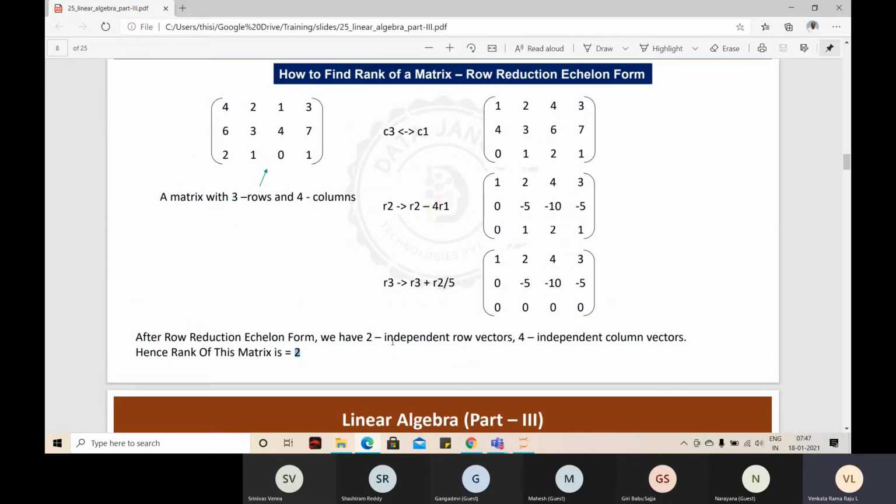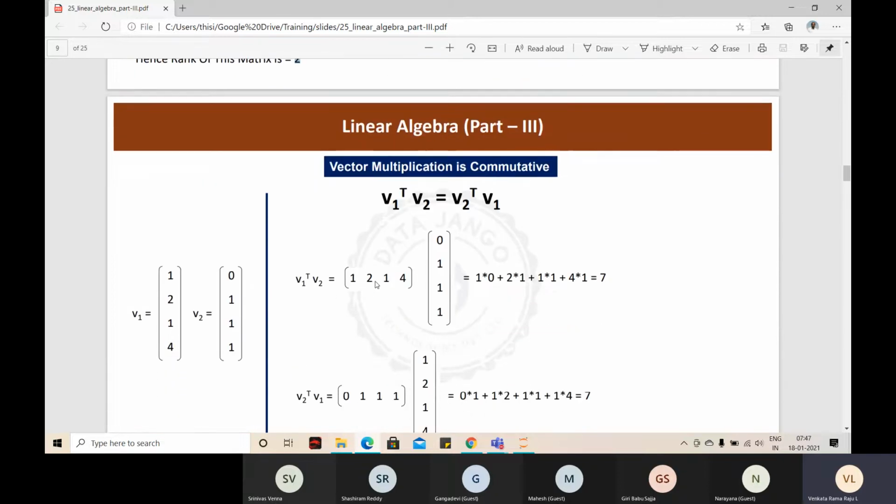So we understood dependent and independent vectors to understand the rank of a matrix. So why are we understanding the rank of a matrix? The number of eigenvectors and eigenvalues of a matrix is going to be equal to the rank of the matrix. So we'll see what eigenvalues and eigenvectors are in a moment.